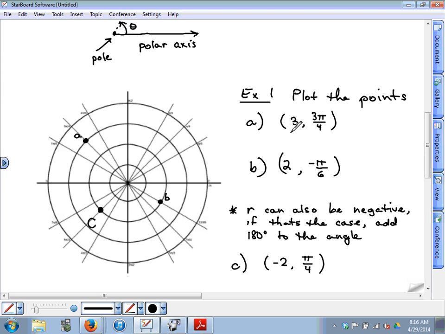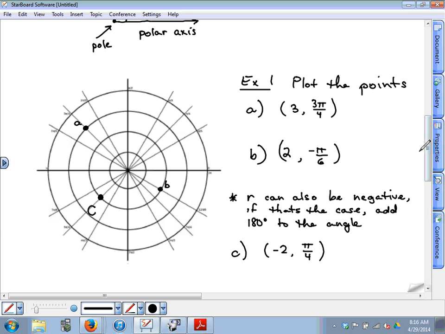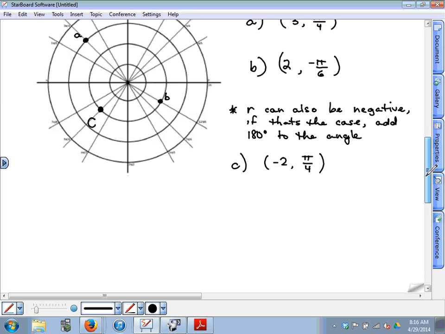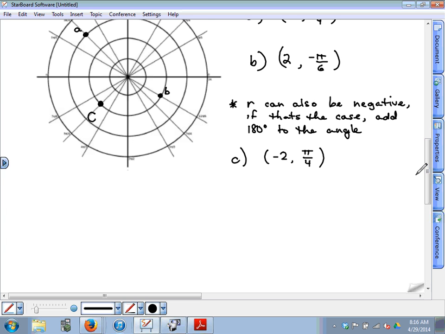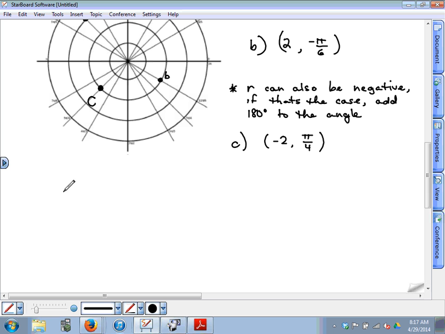So what if it was 3 comma, let's see, 3 pi fourths plus 2 pi, that's going to be 11 pi fourths. What if I asked you to graph this point instead of that point? Wouldn't it be the same exact point? So the coordinate location of a point on the polar plane doesn't have to be unique. You can have coterminal angles. Negative 3, negative pi fourths. That would work as well, yeah. Yep, that's good.